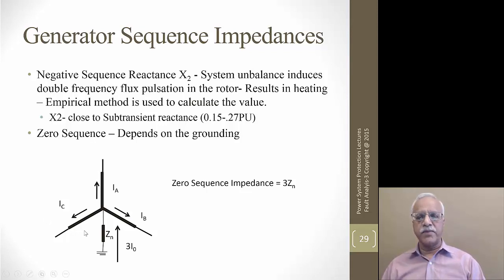So they put a high impedance grounding, and then for zero sequence, if you put it here, it becomes 3 times Zn. I'm just giving you some brief introduction to sequence components. The intent here was not to take you through detailed calculations, but just to expose you to how these are done. That was the intent of these 3 lectures.